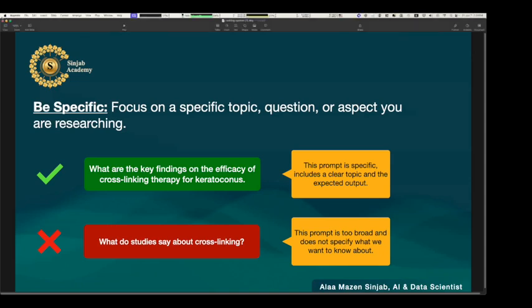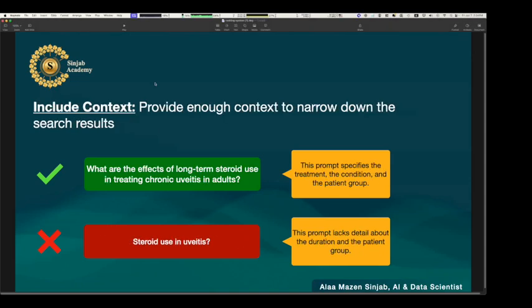Okay, so what's next? The next one is to include context, right? You wouldn't just, by default, think, okay, well, it should know what I'm talking about. Instead, give it more details. Tell it exactly what you're looking for. For example, what are the effects of long-term steroid use in treating chronic uveitis in adults? So we have specified adults, right? This is our patient group. We have specified the condition and also the treatment, right? So we have steroids here.